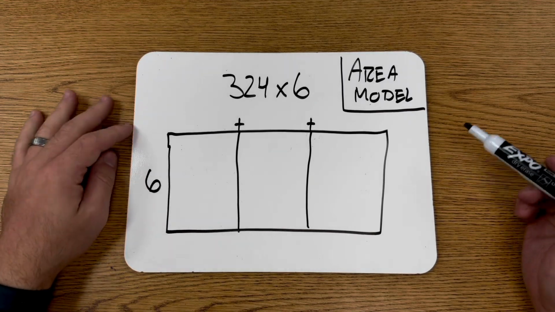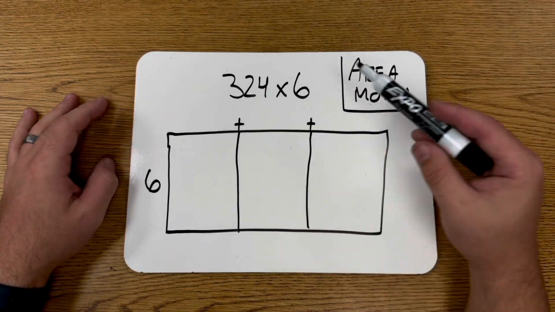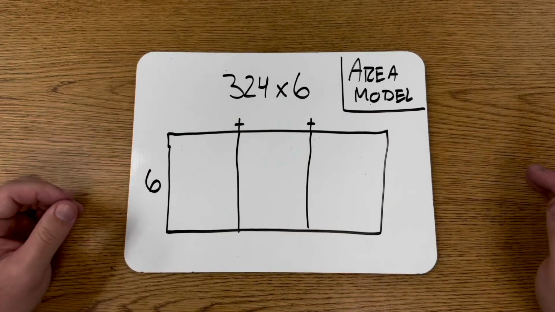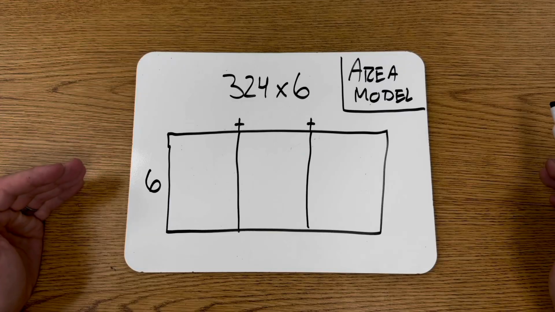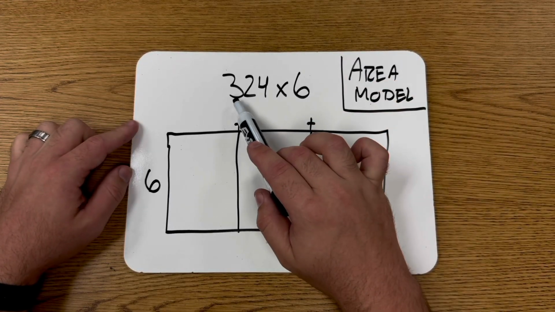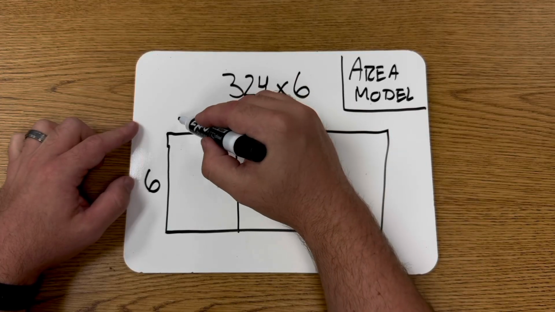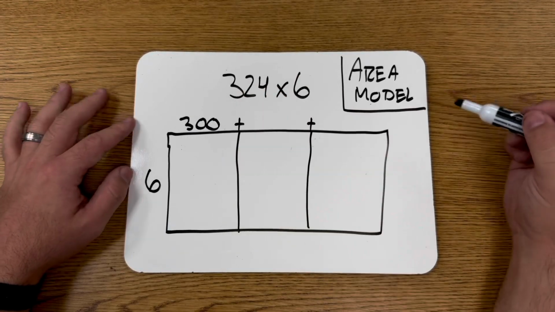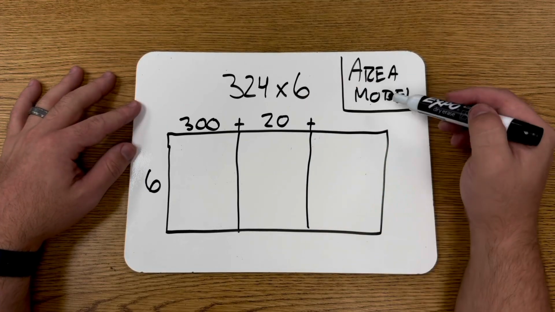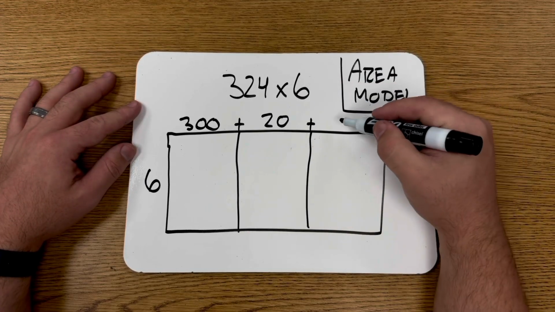I'm then going to look at my larger number, and I need to decompose that number, break it apart, split it up into its individual place values. So I'm going to look and say, okay, I have 3 hundreds and the value of 3 hundreds is 300. I have 2 tens, the value of that is 20, and I have 6 ones and the value of that is 6.